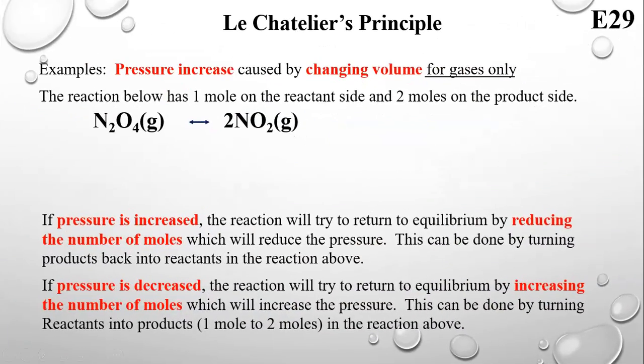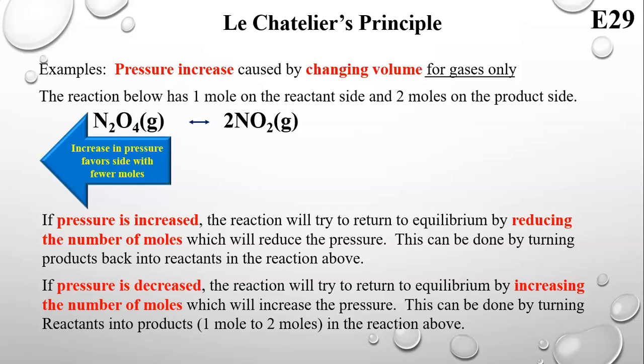Okay, now we're going to deal with how does a pressure increase or decrease affect the reaction. It's caused by volume, for gases only. The reaction below has 1 mole on the reactant side, the N2O4, and 2 moles on the product side. So an increase in pressure favors the side with fewer moles.